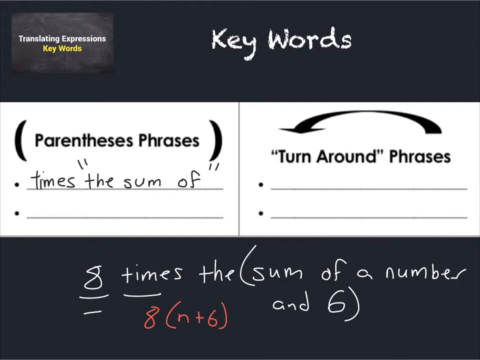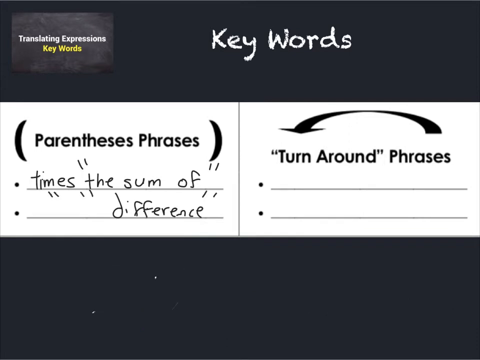We would first have to find the sum of that number, and remember, sum means addition. So in this case, anytime you see something like that, times the sum of, it's going to mean that we're going to need parentheses around part of our expression. And this would also apply with difference. So if it would say times the difference of, we'd know that we would need parentheses. So these are some phrases that would require parentheses when we're writing out our algebraic expression or algebraic equation.